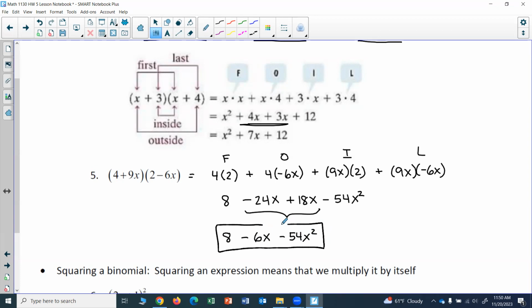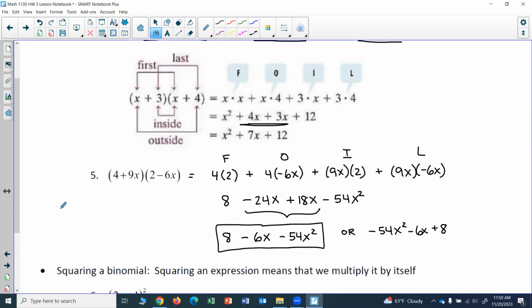Now you could change the order if you wanted to, so that the negative 54x squared was in front. So you could change it to negative 54x squared minus 6x plus 8. That's perfectly valid if you wanted to change it.